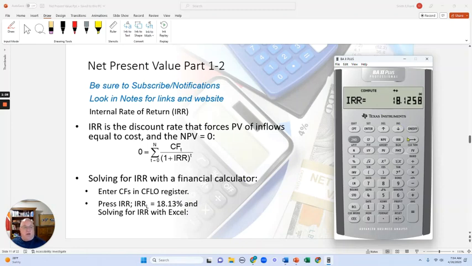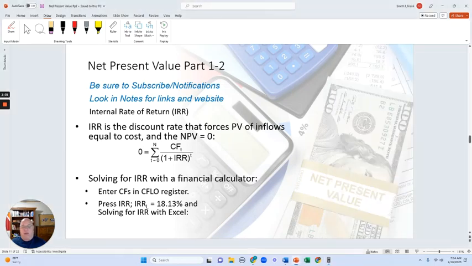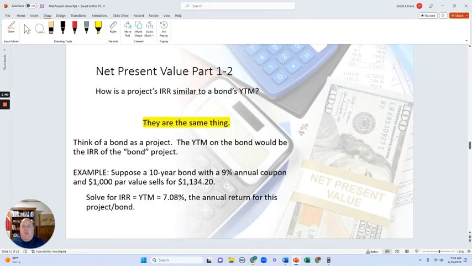It is interesting to note that I can turn the calculator off and on, and all this information is still stored in there. So that's a good lesson to keep in mind as well. That ultimately means this project on a standalone basis would make us 18.13%.